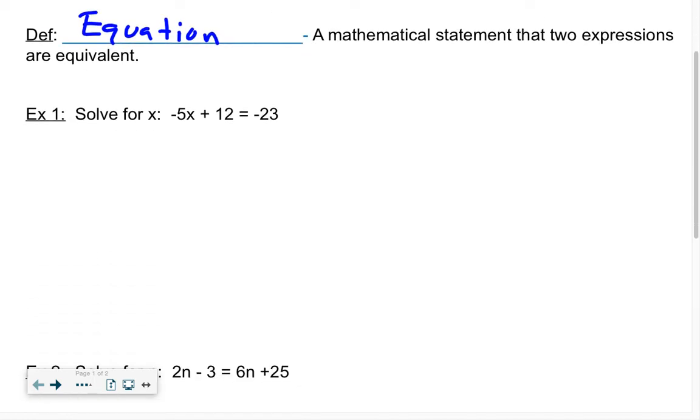Example number 1. On your own: negative 5x plus 12 is equal to negative 23. If you can do these in the lesson, I will not make you do the practice set.